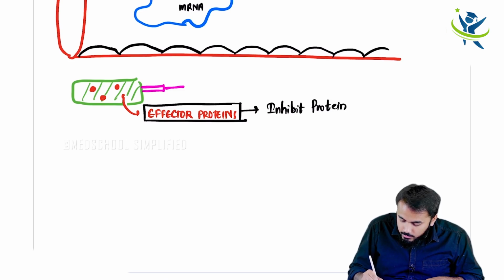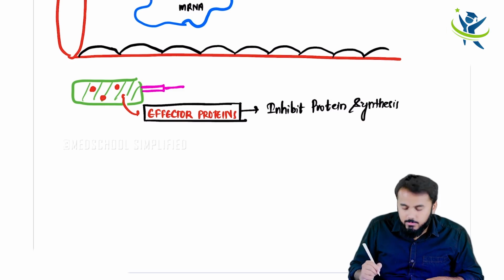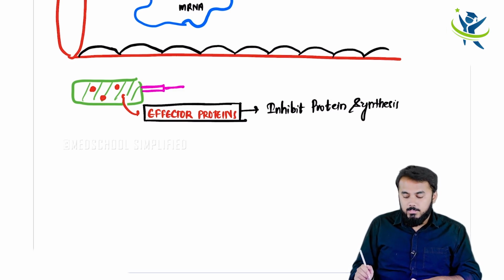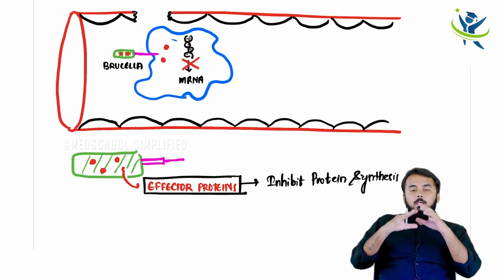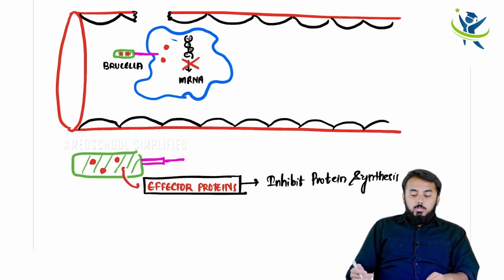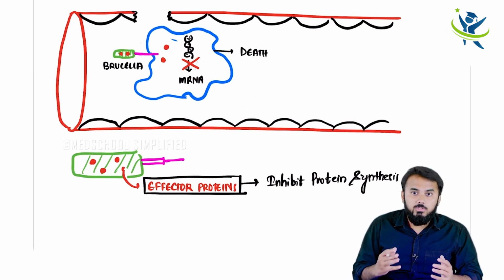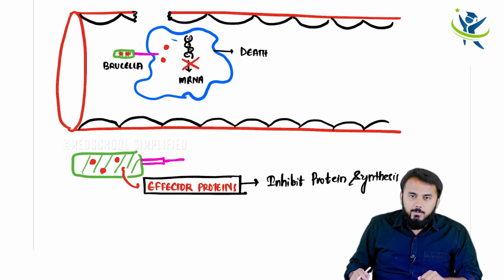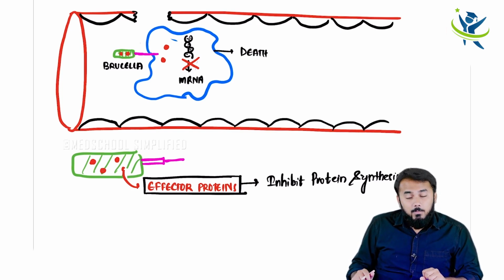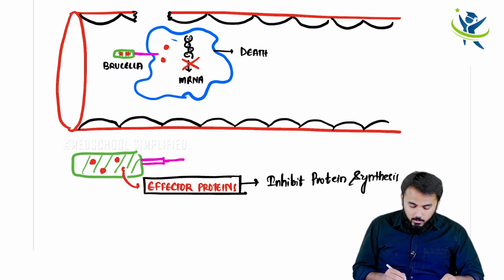Inhibit protein synthesis. When protein synthesis is inhibited, the macrophage cannot synthesize proteins. So what will happen? The macrophage will die. So there will be death of the cell, apoptosis of the cell, or necrosis of the cell, right? But some of the macrophages are very intelligent. You know what they do? Look here, what do they do?